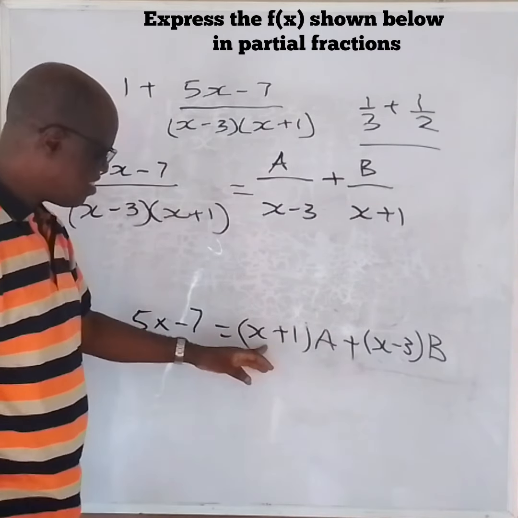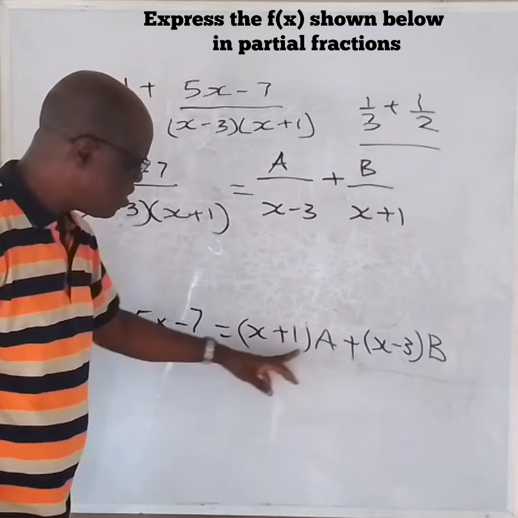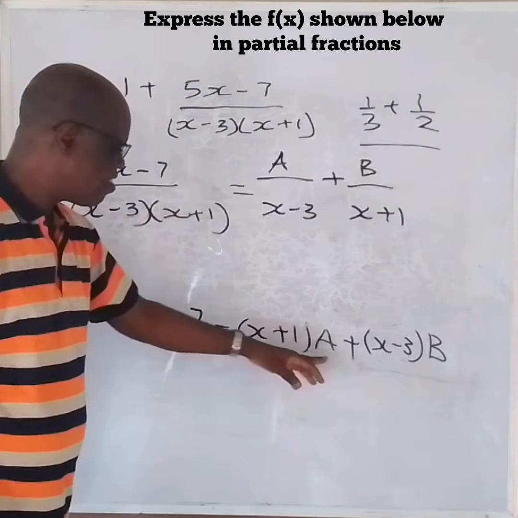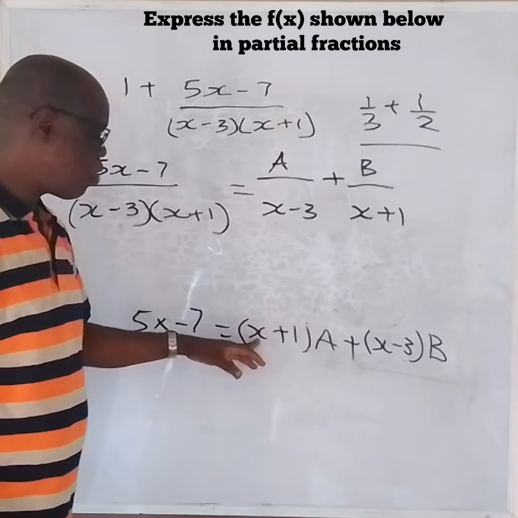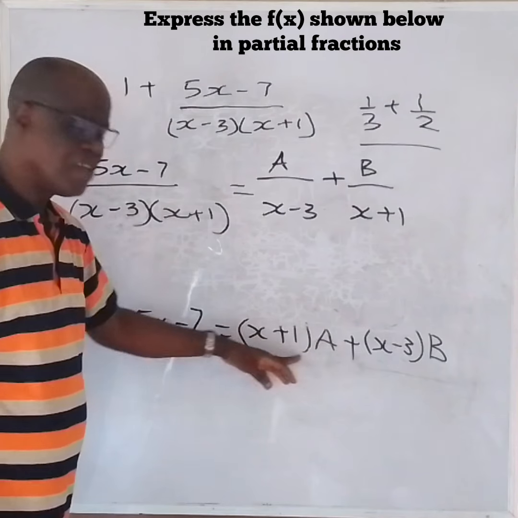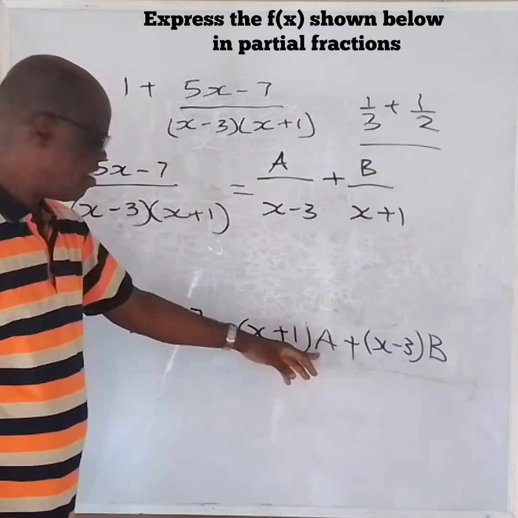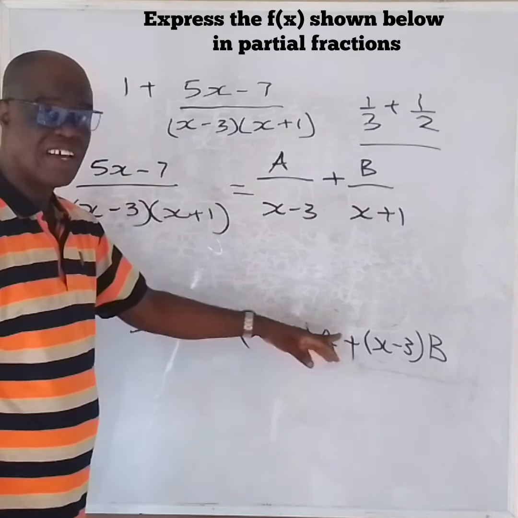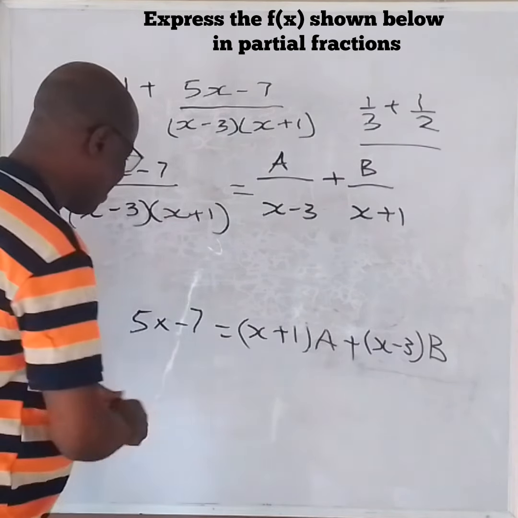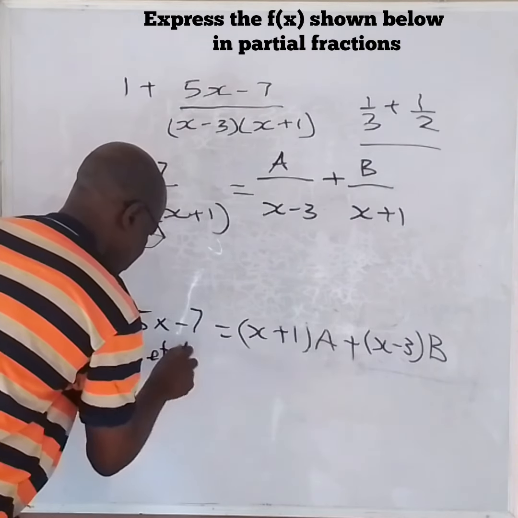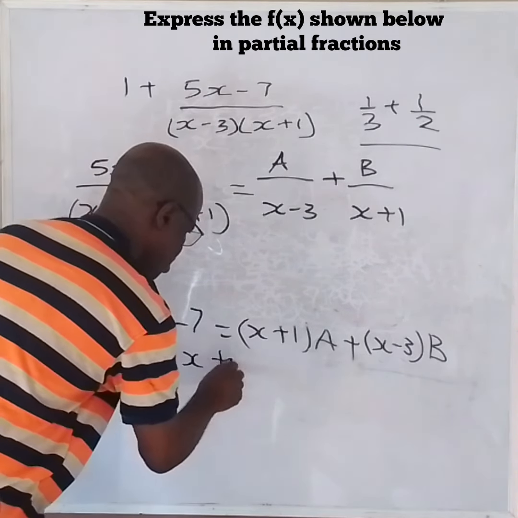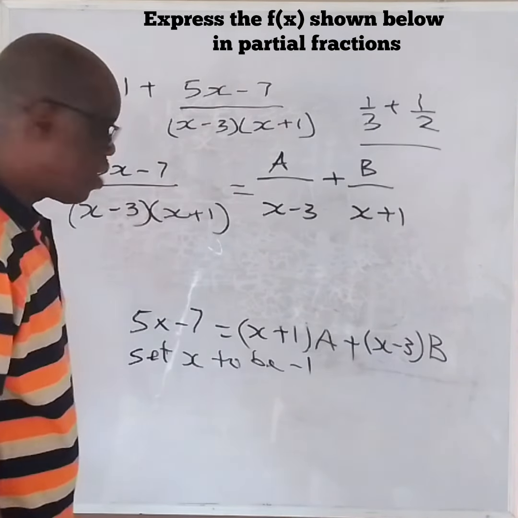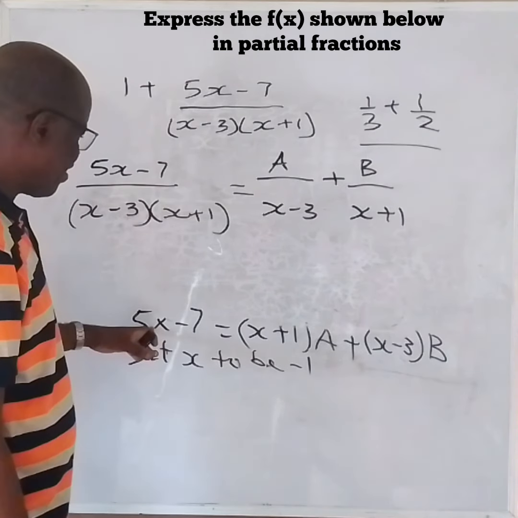Now you set this x in such a way that the value here will be 0. What can you put here to make this value 0? Now if you put 1, 1 plus 1 is 2. It does not make this one 0. 2 times A is 2A. So if we put minus 1, minus 1 plus 1 is 0. 0 times A is 0. So let's set x to be minus 1. So let's put minus 1 here.